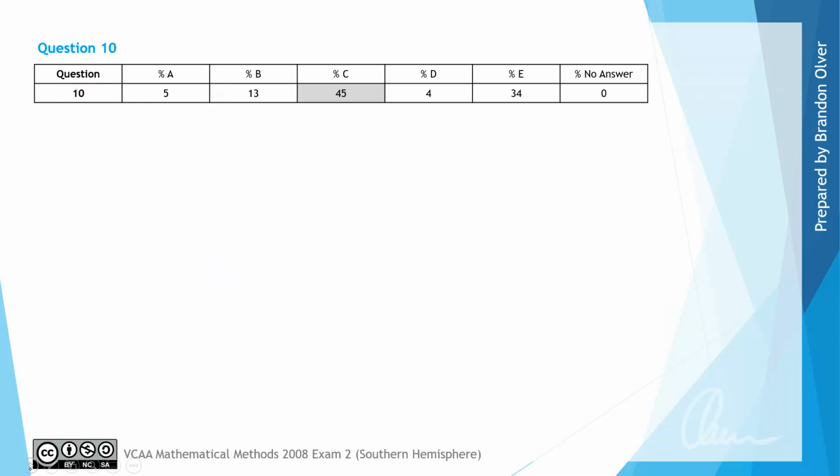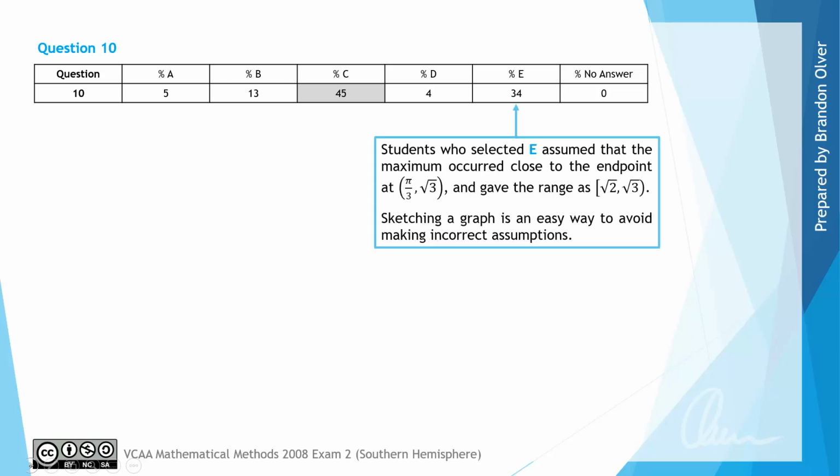From the examiner's report, we can see that this question was particularly challenging for students, with only 45% of students getting the correct answer. 34% of students selected E, and those students assumed that the maximum value for y occurred close to the endpoint at pi on 3, root 3. And that meant that they gave the range as root 2 with a square bracket to root 3 with a round bracket, which was option E.